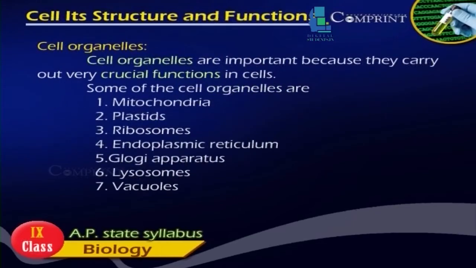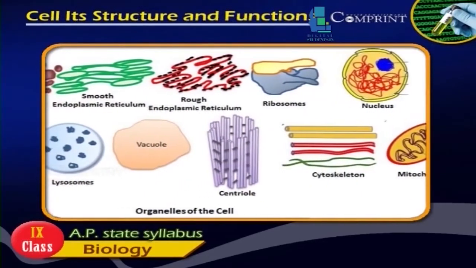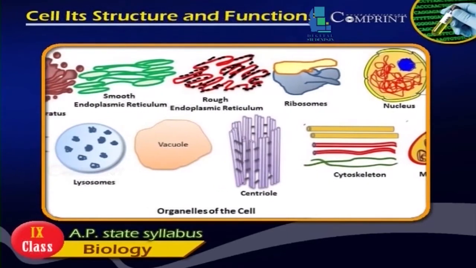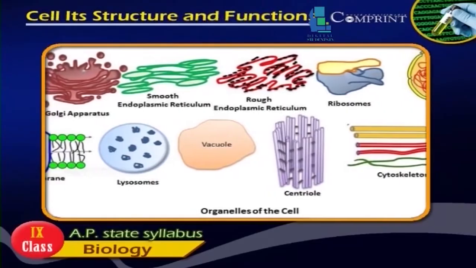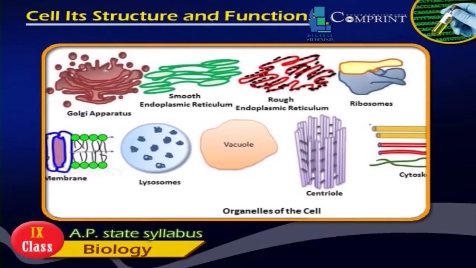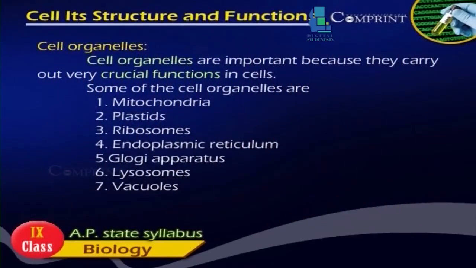Cell organelles. Cell organelles are important because they carry out very crucial functions in cells. Some of the cell organelles are mitochondria, plastids, ribosomes, endoplasmic reticulum, Golgi apparatus, lysosomes, vacuoles.